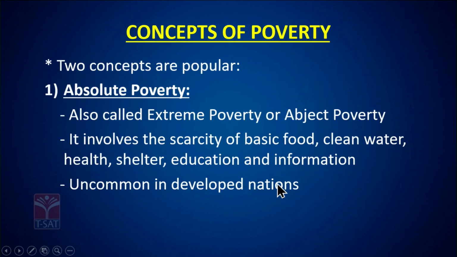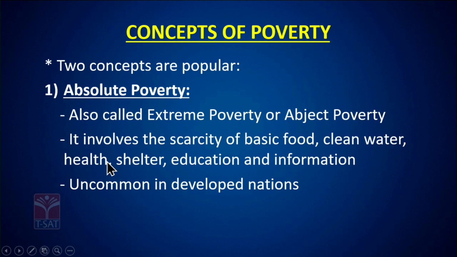If you come to the concepts of poverty, how many types of poverty are there? Basically speaking, poverty is of two types. Traditionally, this classification was very famous. One is absolute poverty and the other is relative poverty. Absolute poverty is also called extreme poverty or abject poverty.